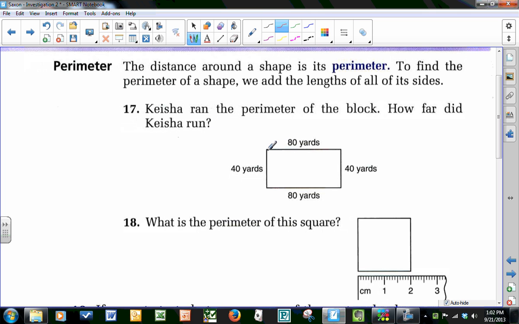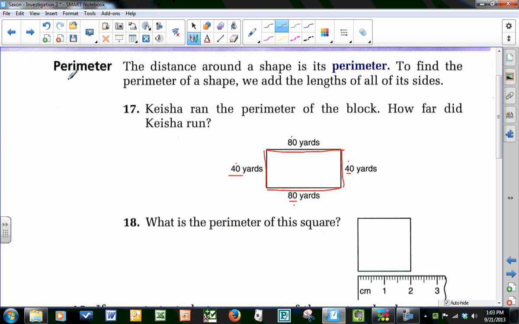Well, she ran the perimeter, so she ran 80 yards, and then she ran 40 yards. Here's 40. And then she ran another 80 yards right there. And finally, the last leg of the race, she ran 40 yards again. So to find the perimeter, we're going to add 80 plus 40 plus 80 plus 40. And there are multiple ways you could do this. Let me pick up my pen and bring that over here, and we'll just solve it right over here.